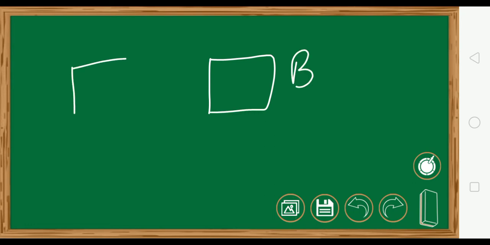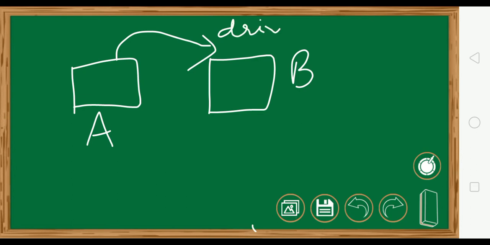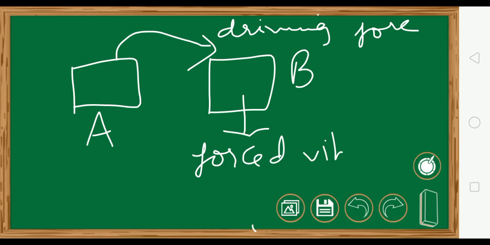Now how does the amplitude change? We will see. Suppose this is body B, this is body A. Now A is giving the driving force to B, and B is having the forced vibration because of this. Now suppose the natural or the free frequency of B. Okay, understood? A and B are two bodies. A is giving the driving force to B, and because of this B is under vibration. Now suppose the frequency of B is 50.